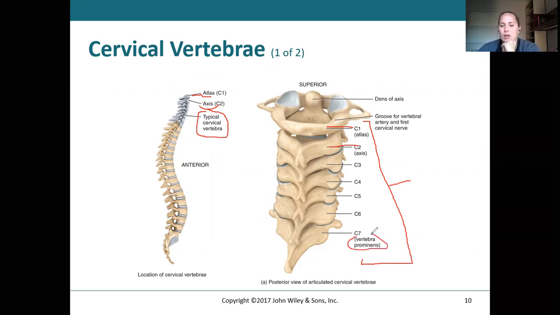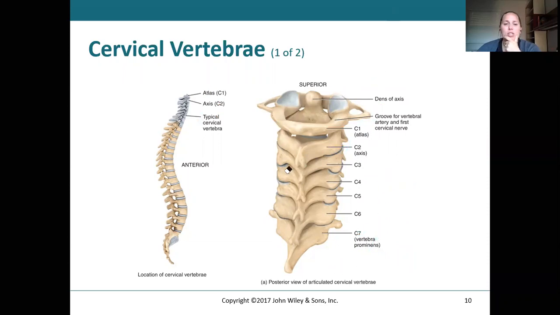C7 is also called the vertebra prominens. This is going to be the part of your spinal column that's within your neck. And here you can see the dens of the axis, and that's going to be a resting place, an interaction point or articulation with the skull. Again, in terms of memorization, it would be worth knowing the atlas and the axis, and that there are 7 cervical vertebrae.